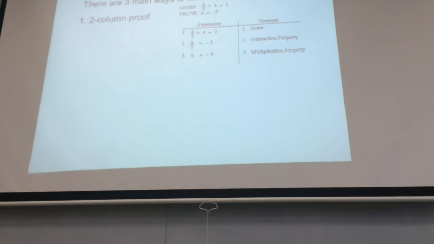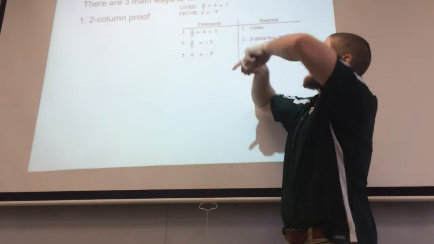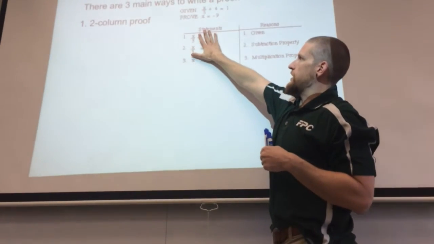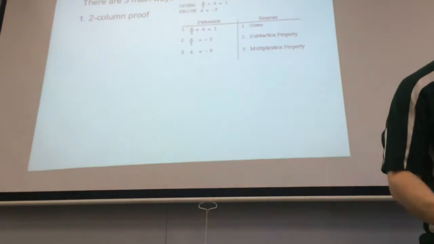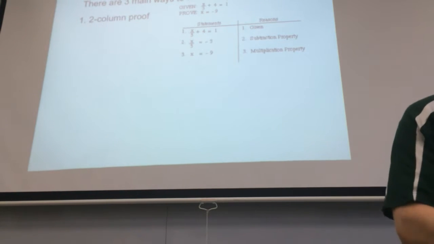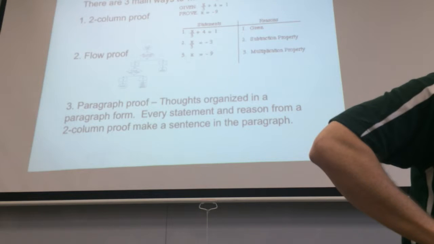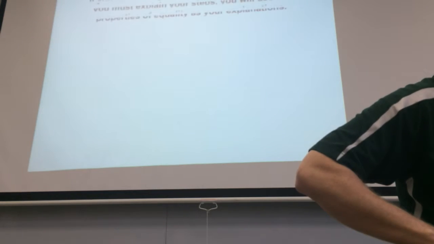All right. You don't have to copy down exactly what's within here right now. Just understand that this thing is called a 2-column proof. The left-hand side is titled statements. The other side is titled reasons. And understand statements is where you show your work. Reasons are where you're given the reason why you're allowed to do that. Okay? All right.